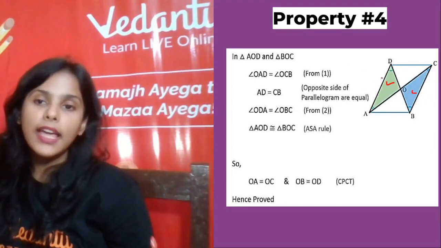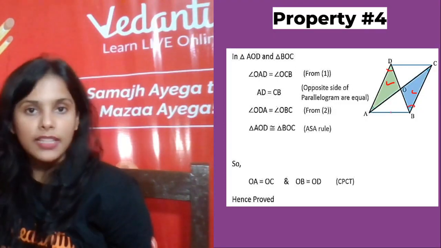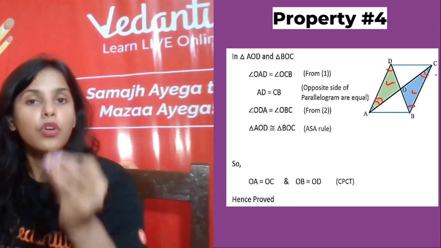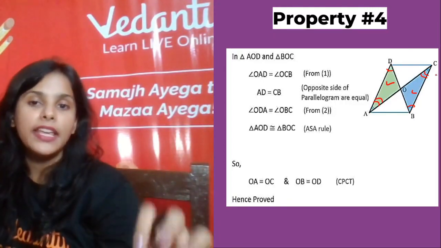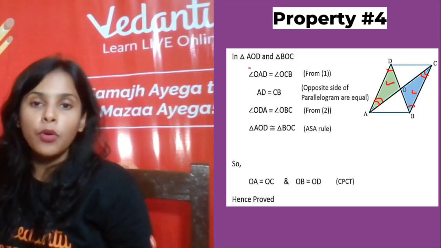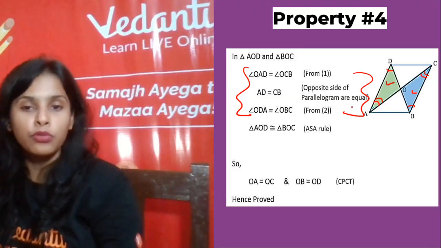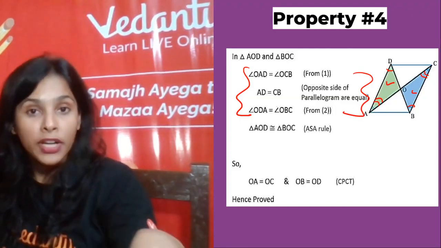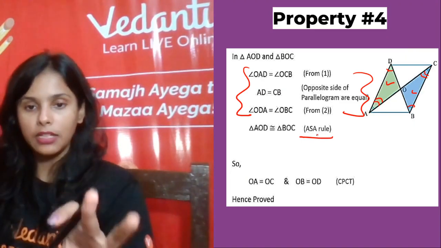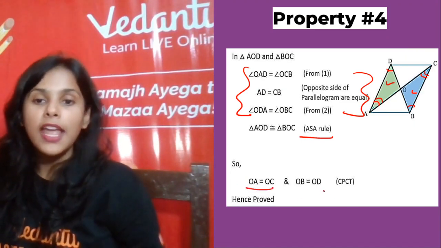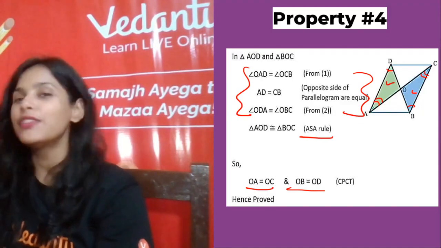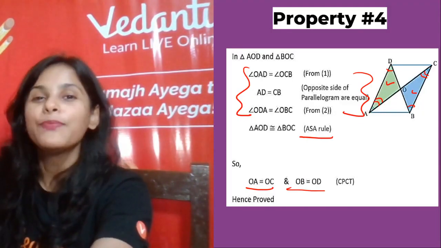How? We know this angle is proven equal due to alternate interior angles, and this angle is again proven equal due to alternate interior angles. Also we have AD and CB as equal because opposite sides in the parallelogram are equal. So due to these criteria we have proved triangle AOD and triangle COB are congruent to each other by the ASA rule. Now we have proved that these two triangles are congruent, so OA is equal to OC and OB is equal to OD due to CPCT. Hence proved. I know you are enjoying it, because when it's fun, you understand, right?